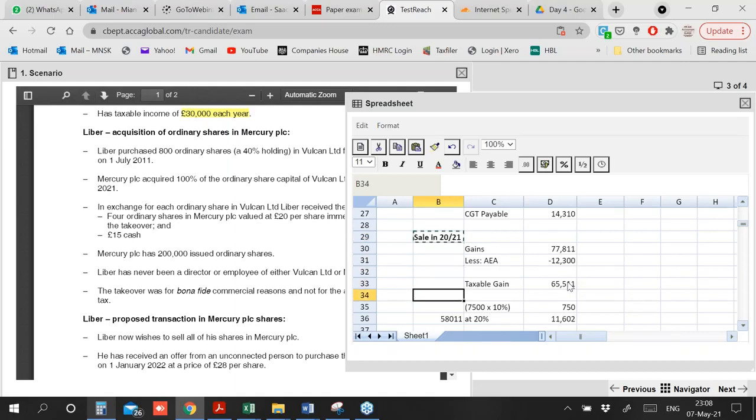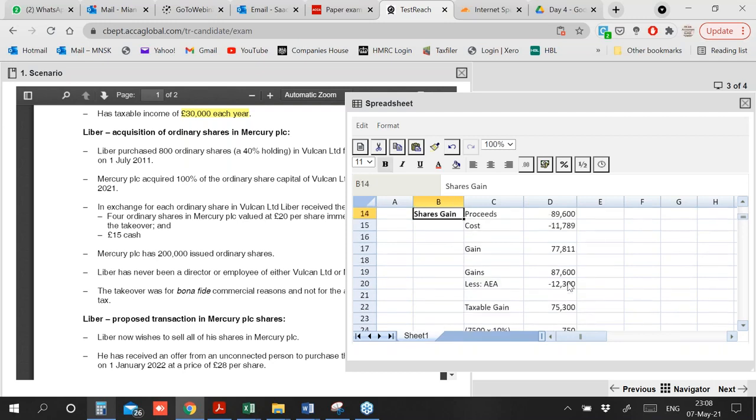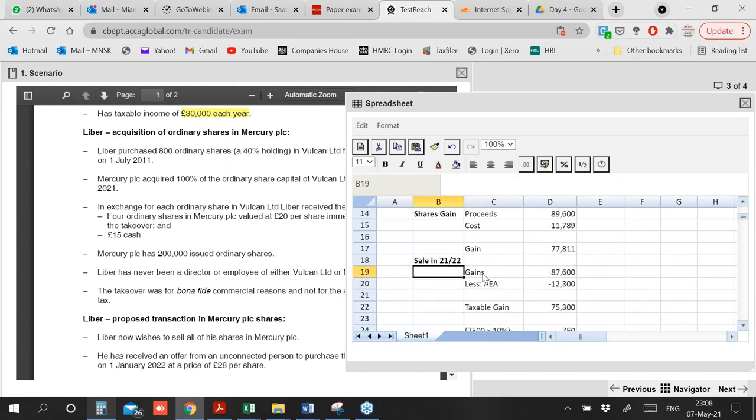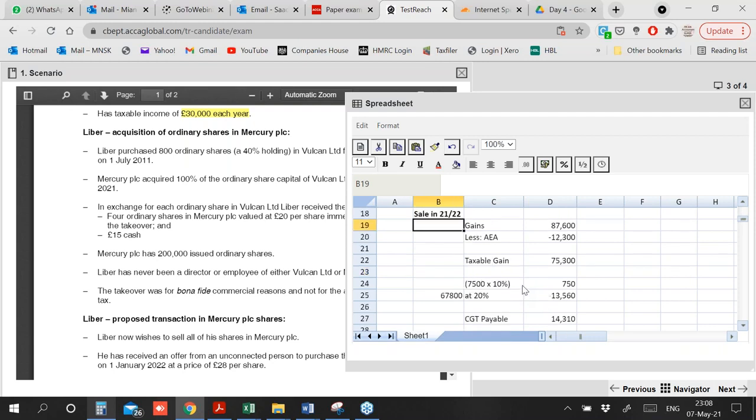You can also copy that and paste it here as well, and change it to 21-22. I'm trying to teach you shortcuts so that in the exam you never complain again that "Sir, I was out of time." You have seen that I have done the calculations here. There is no point writing the gains, annual exemption, and taxable amount again, because I've applied the formulas and copied them here as well.